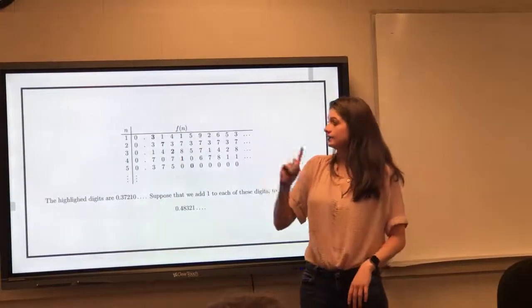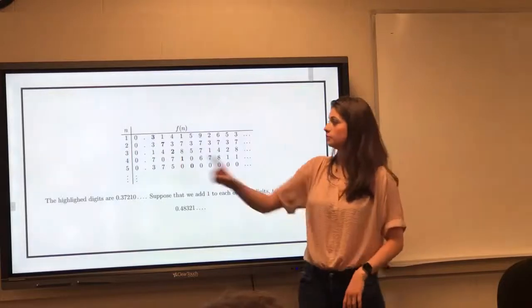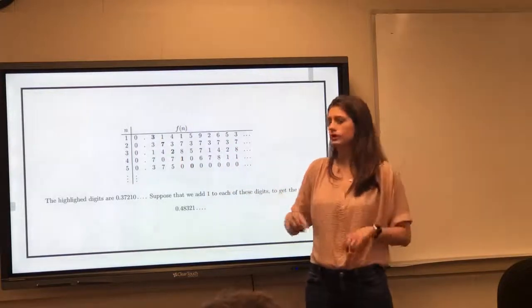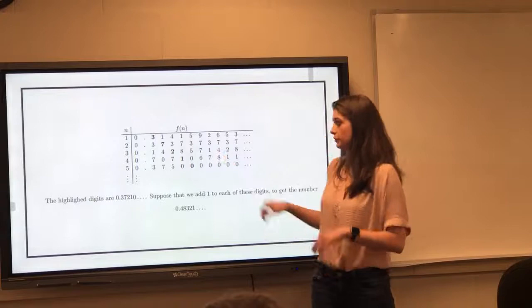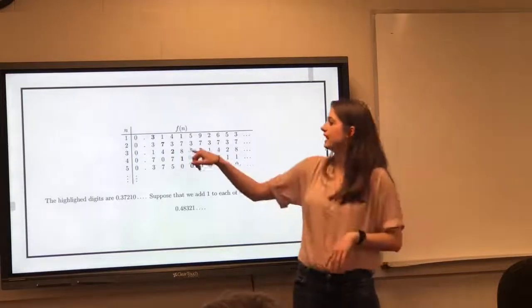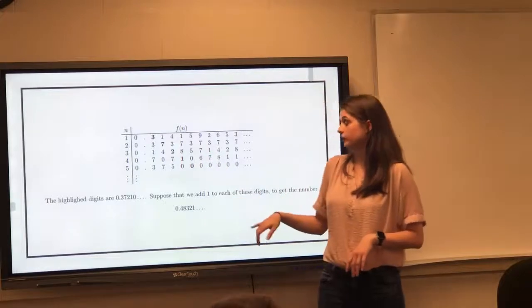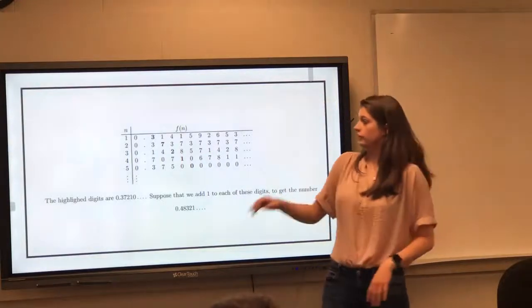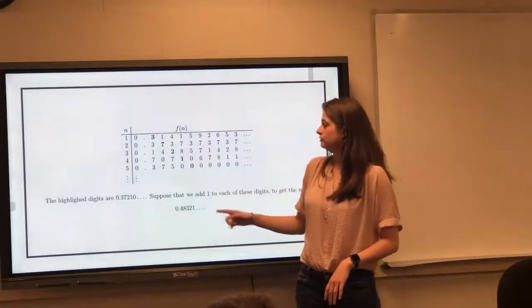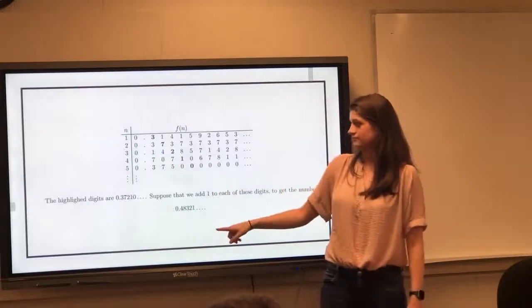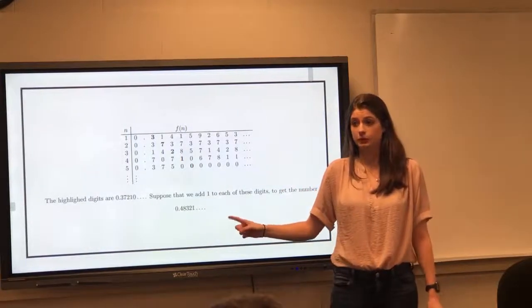Infinite decimal expansion this way. You take at least one number from each row, and at most one number from each column, and you go down in that manner. So the ones he has highlighted here, 0.37210, you can add 1 to those, and you get 0.48321, right? This is still obviously between 0 and 1.